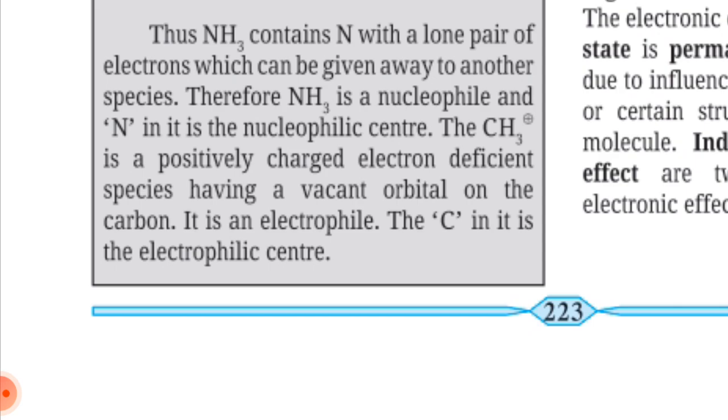Therefore, ammonia is a nucleophile and nitrogen in it is the nucleophilic center. CH3 plus is a positively charged, electron-deficient species having a vacant orbital on the carbon. It is an electrophile. The carbon in it is the electrophilic center.